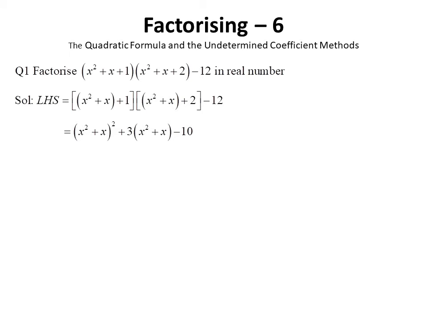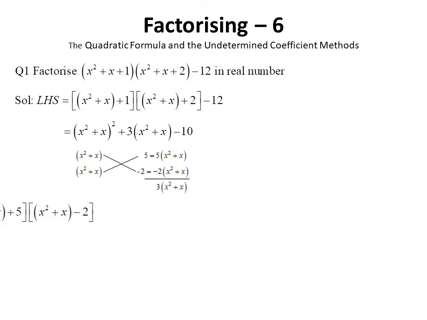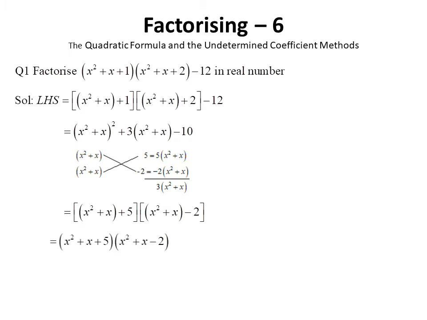Up to this step, the cross product method can be applied to factorize the trinomial, and it has been done as seen on the screen. After rearranging them, we find the factor of x squared plus x minus 2 can be further factorized using the cross product method, and then we finalize the factorization.